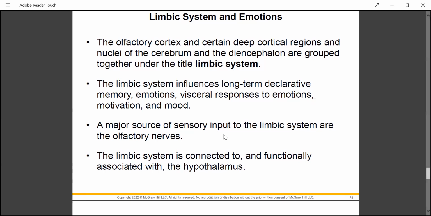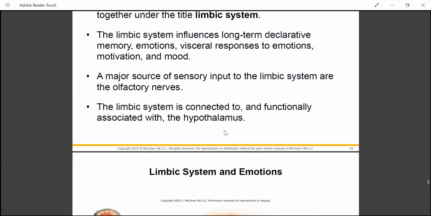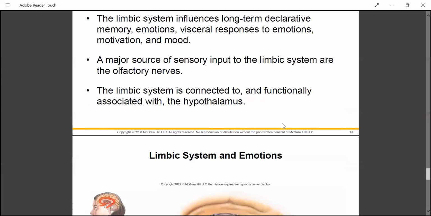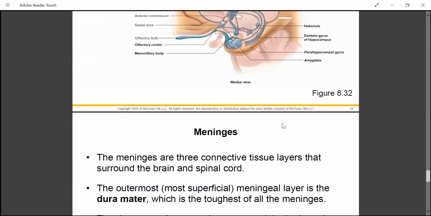So we said a major source of sensory input to our limbic system is the olfactory nerves. And we already mentioned it's associated with both the thalamus and hypothalamus in the diencephalon.